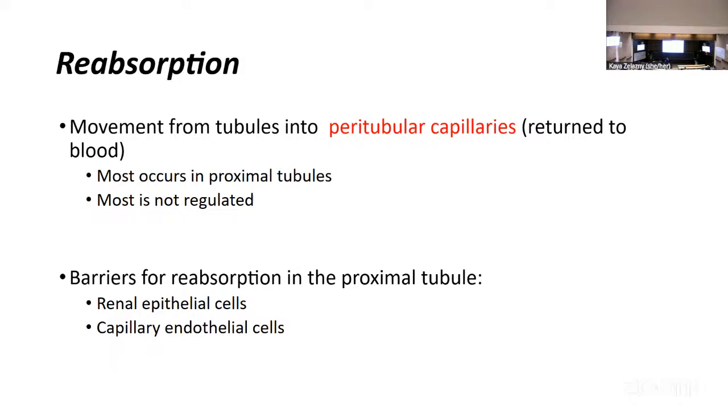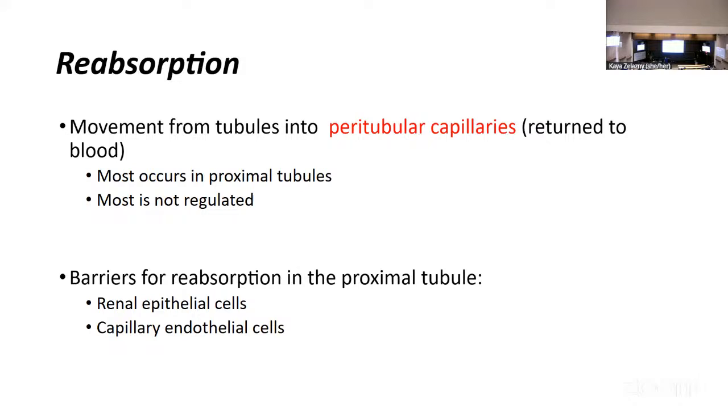Most of our reabsorption, we're going to refer to as unregulated. When we say not regulated, we don't mean that it's never going to require any energy. What we mean is that this is not happening because we have some kind of hormone signal or nervous signal from elsewhere in the body. So most of this is happening kind of automatically.